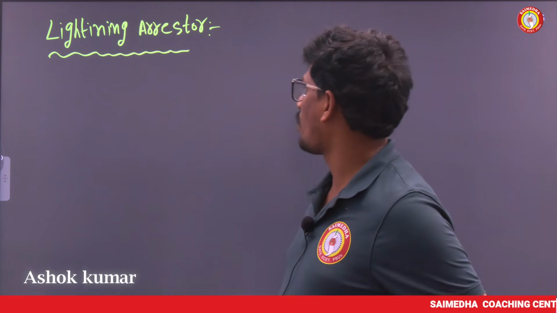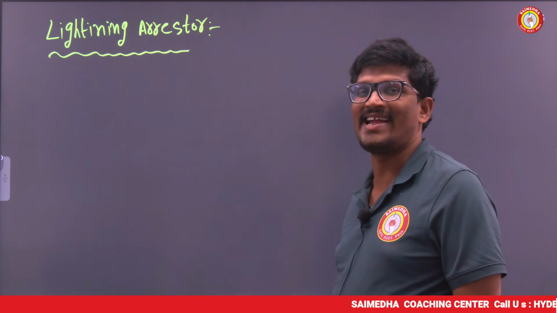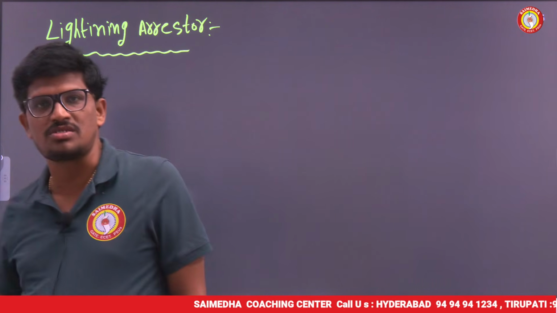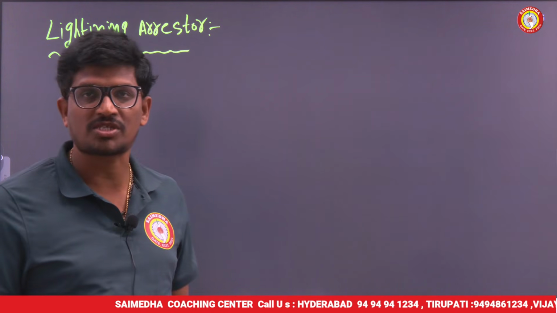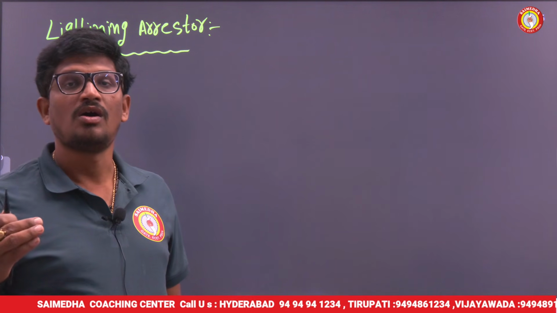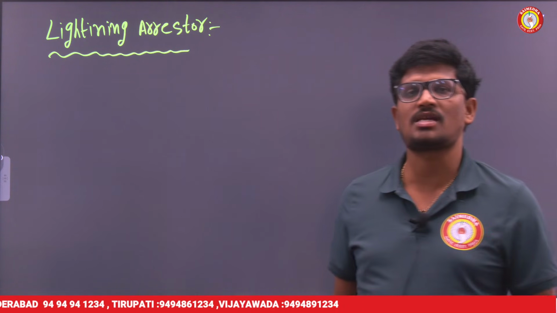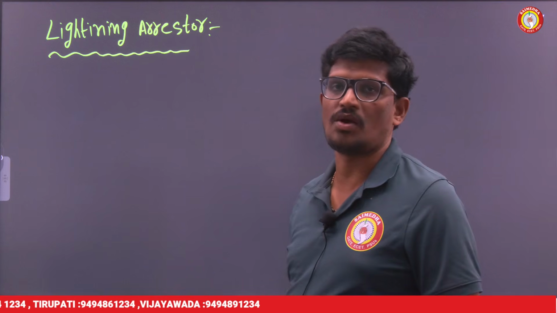Student, in this video, I am going to discuss one more protective device that is called lightning arrestor. Generally these lightning arrestors are used in substations to protect against over voltages. Generally, the over voltages occur due to clouds.